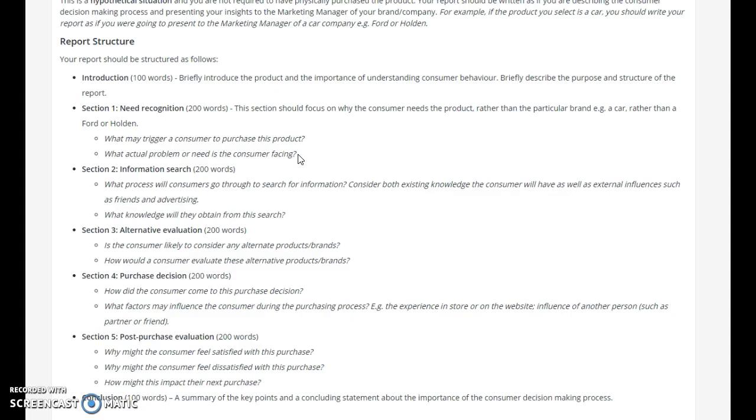So in answer to the initial question that we've been talking about, you don't need to go into all the different theories relating to need recognition. You need to tie it in to these two questions. Okay, you're very fortunate that you've been given a template like this, and this is really what drives my marking. So I go through and look and say, oh, have they actually outlined the triggers? Yes, they have. Okay, marks there. Have they identified what the actual problem or need is that the consumer is facing? Yes, they've done that. Marks there.